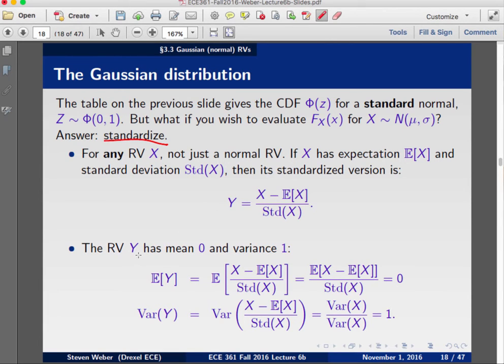So the motivation behind this particular definition is that we claim that no matter what the distribution of x is, this random variable y has mean 0 and variance 1. And these two lines establish those two facts.